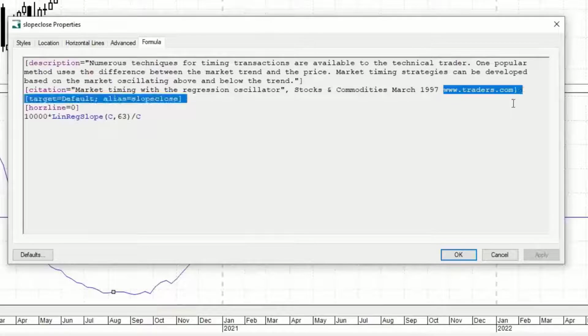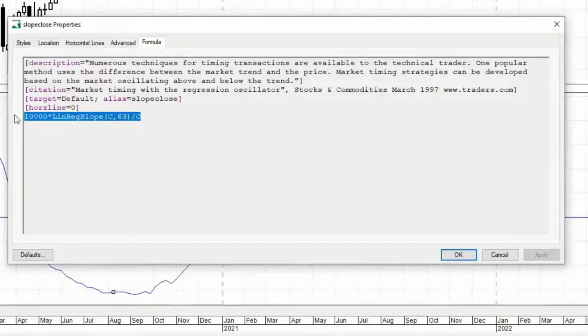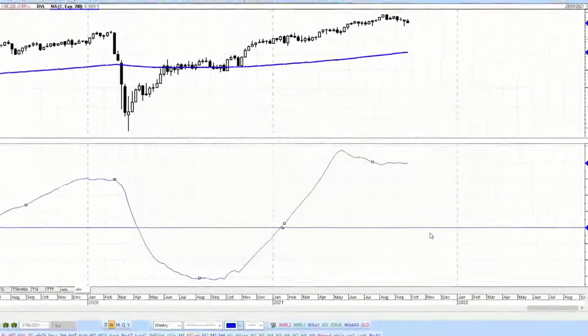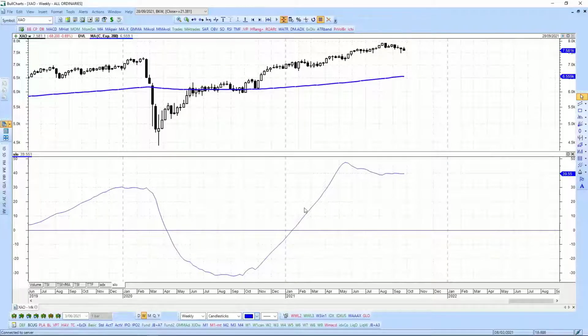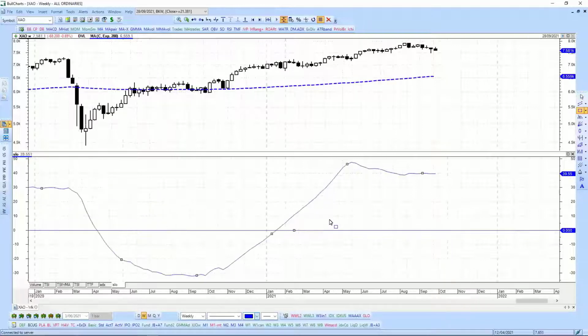I haven't checked that website. That's a while ago. I don't know if traders.com is still valid. Linear regression, that's a simple formula. Okay, so there's an option. I'll make a note of that one. What's it called? Weekly slope close. I think it's a standard indicator. It's in the standard indicators list. Oh, good. Thanks, Alec.